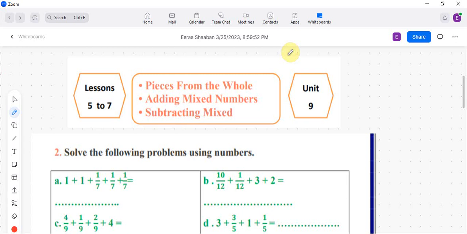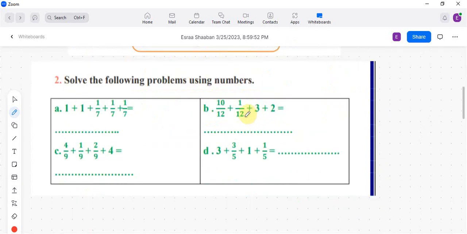Grade 4. Today lesson 5 and 6 and 7. In this lesson we will learn how to add mixed numbers and subtract mixed numbers. For example, solve the following problems using numbers.